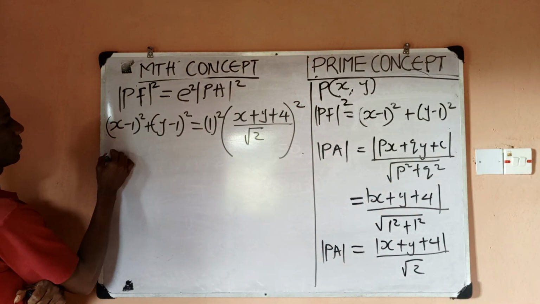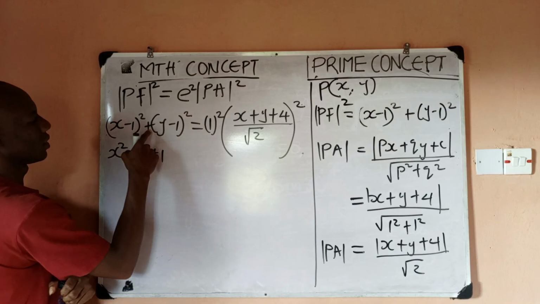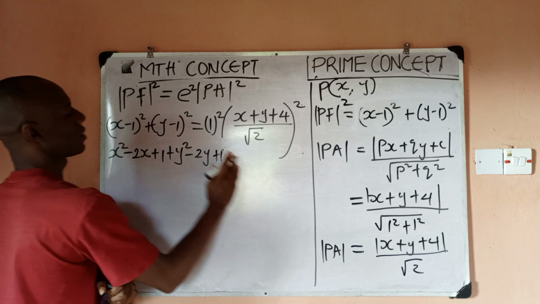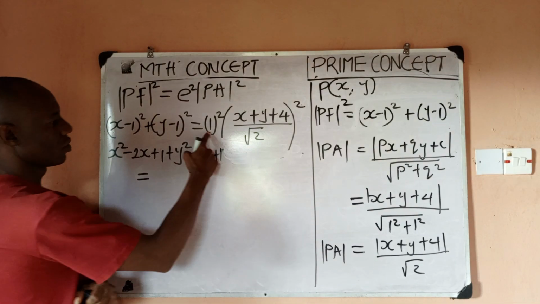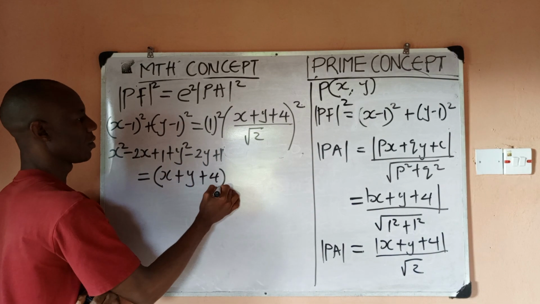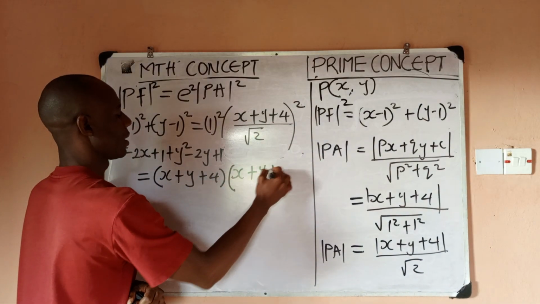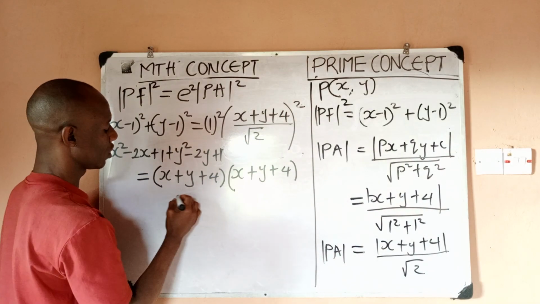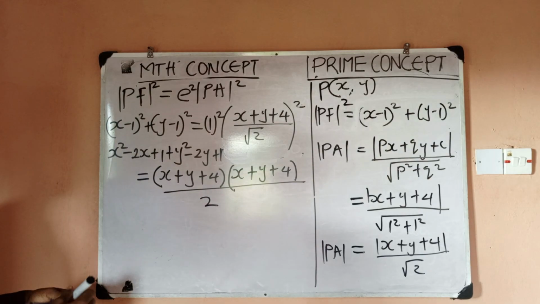Let me quickly expand this. This would give me x squared minus 2x plus 1, and y squared minus 2y plus 1, right? Then this would be equal to this part, which is going to give me (x plus y plus 4). This square means you're still multiplying (x plus y plus 4), right? When this square affects root 2, it just becomes 2, so all divided by 2. So this is what we have, right?